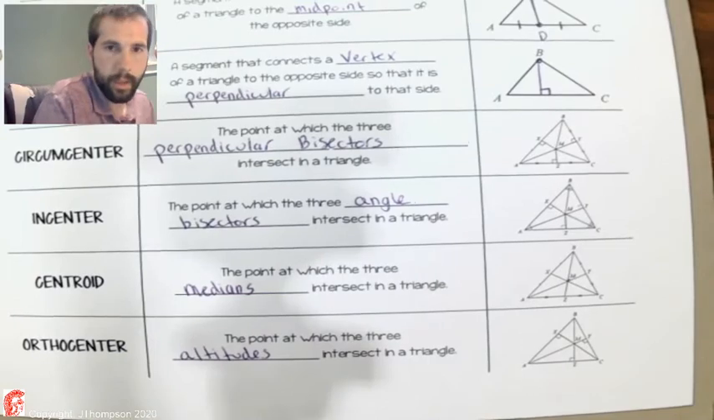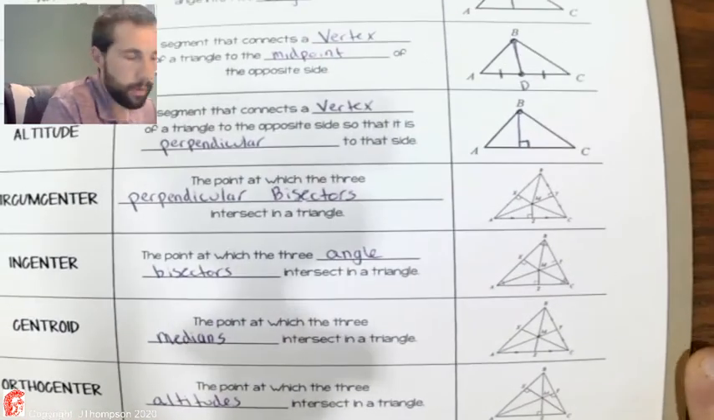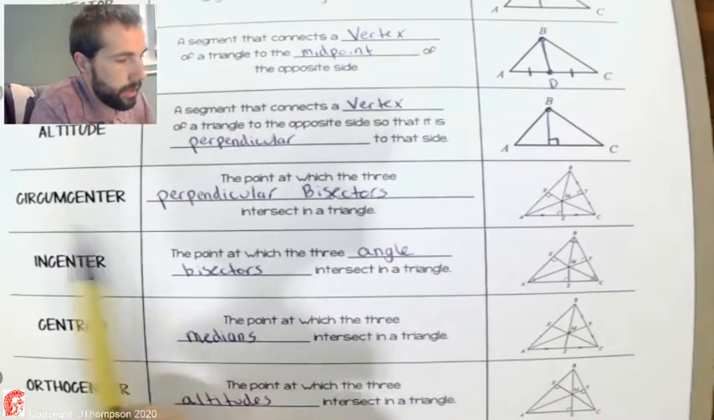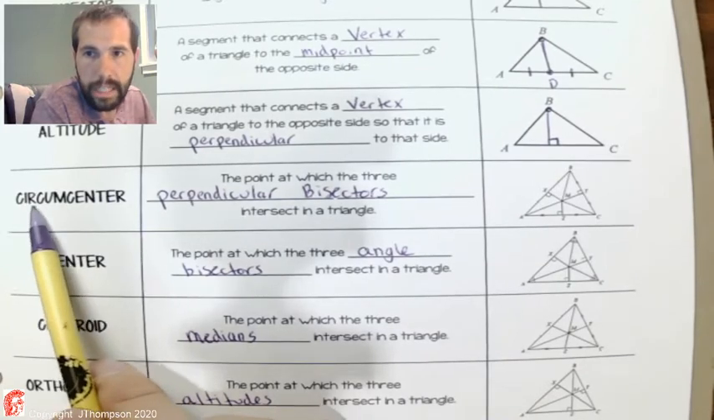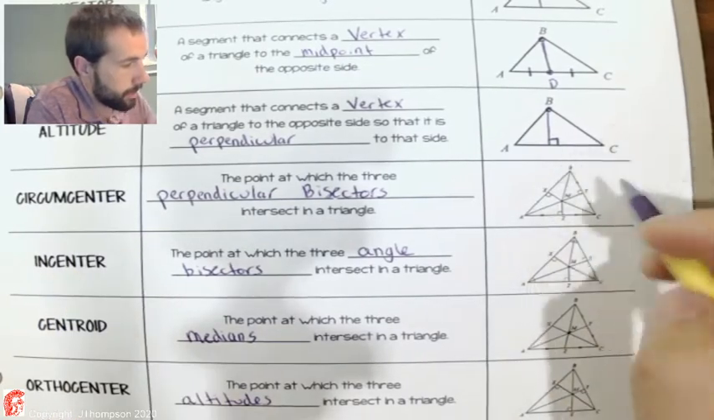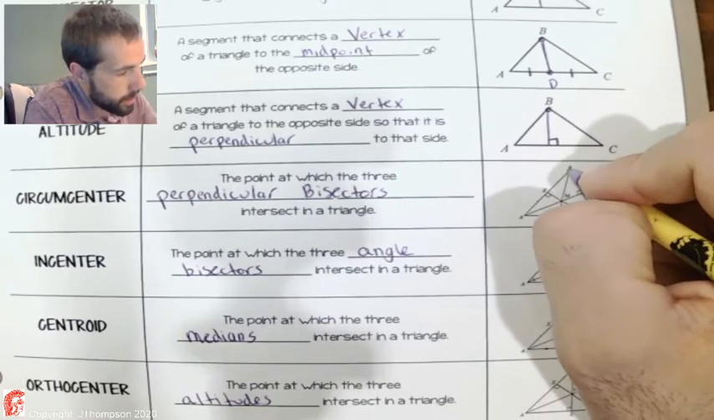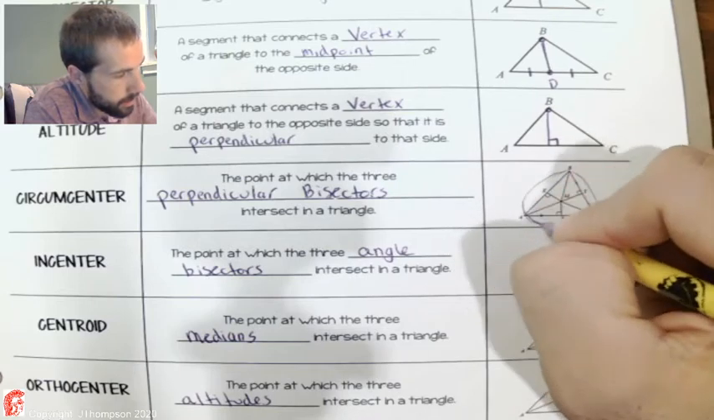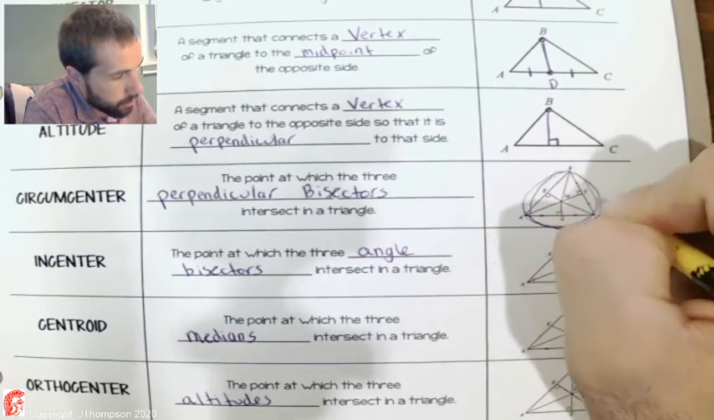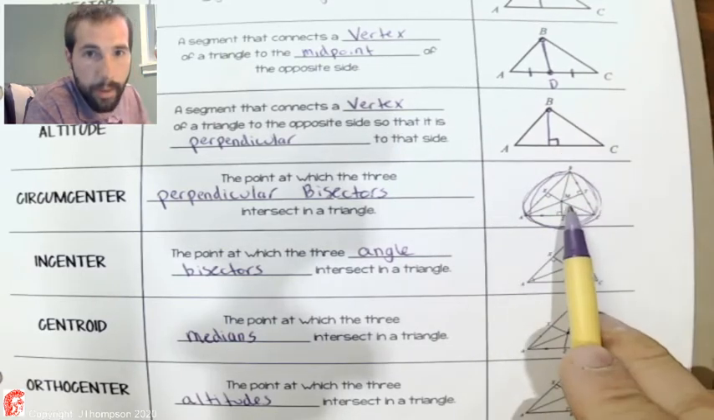All right, just a couple of little notes that I want to make. The circumcenter, notice the word circum. That means kind of like the circumference, the distance around. So what that means is if I was to draw a circle containing points A, B, and C, so I'm just doing a rough circle there, M would be the center of that circle.